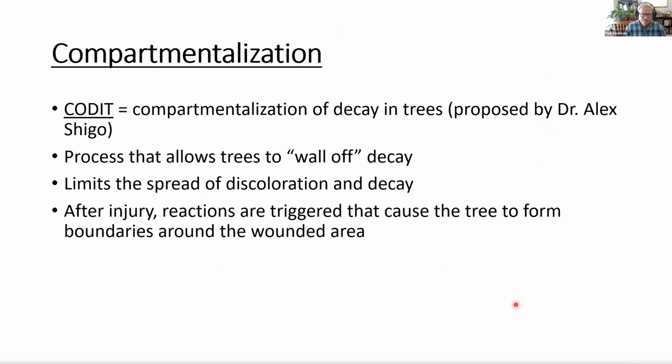The terminology here is to wall off an injury. So again, we don't use the word heal. We say that it walls off or that it compartmentalizes the decay. Compartmentalization limits the spread of discoloration and limits the spread of decay in the tissues, primarily the xylem tissues. After an injury, reactions are triggered that cause the tree to form boundaries around the wounded area.